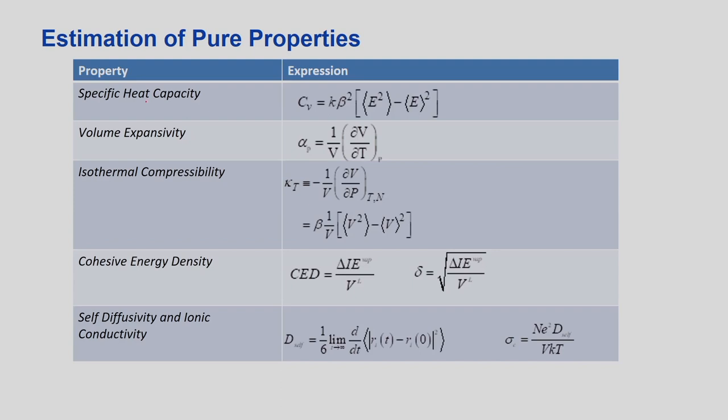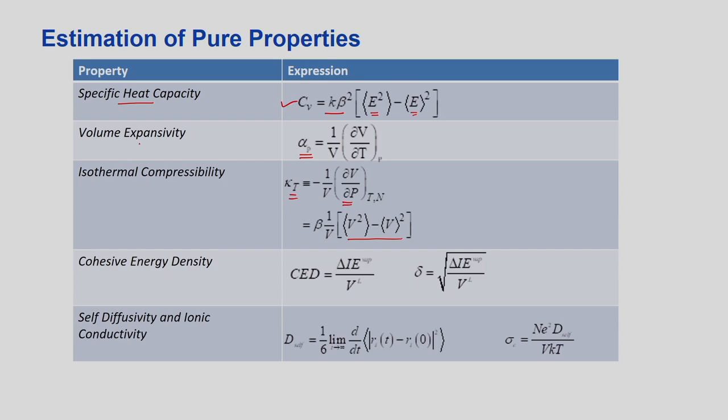We can calculate the specific heat capacity, Cv, which is k beta squared into the ensemble average of the squared quantity minus the square of the ensemble average. Then you can also calculate volume expansivity by dou V by dou T at constant pressure, or isothermal compressibility, dou V by dou P at constant temperature, or you can also write it in this manner, V squared ensemble average by V ensemble average whole squared.